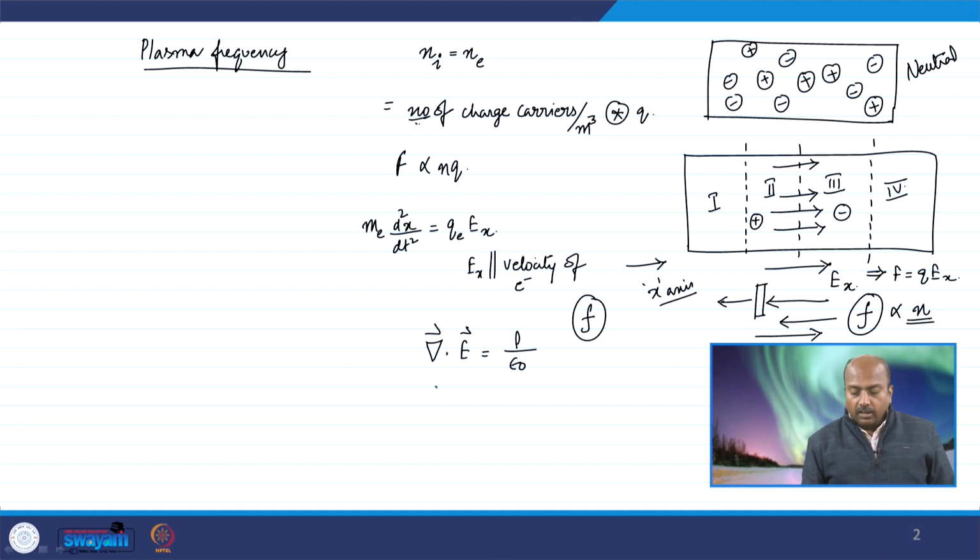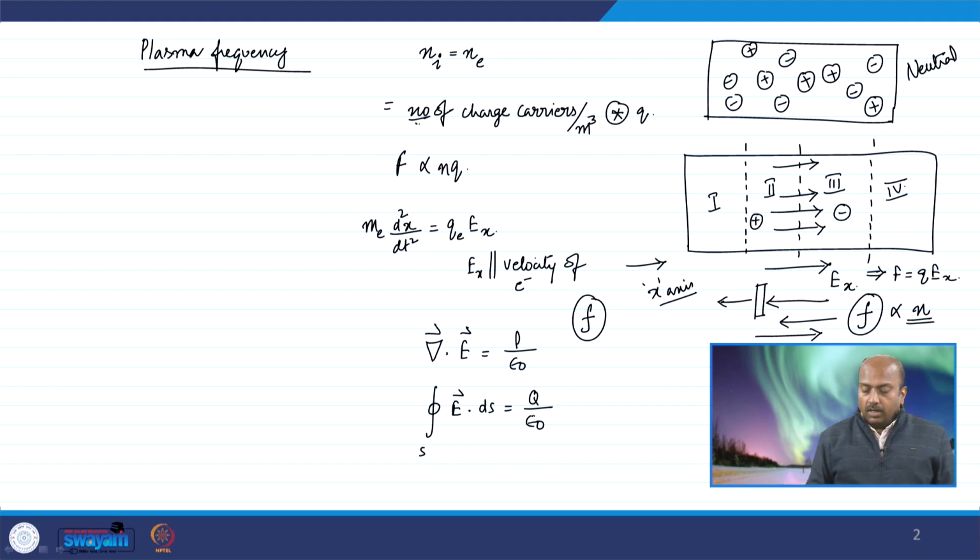You can write it in the integral form, integral over a closed surface E dot ds, the surface element, is equal to Q by epsilon naught. This expression simply means the total charge enclosed in the closed surface is Q, and the divergence of the electric field is equal to 1 by epsilon naught times the total charge enclosed in the surface.